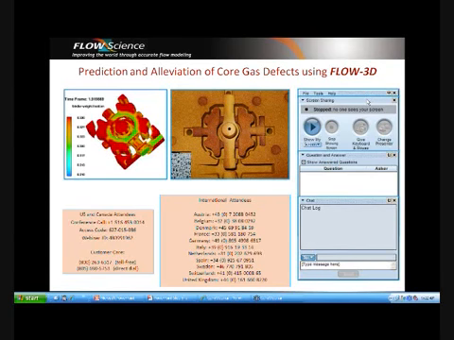Prediction and alleviation of core gas defects using Flow 3D, a simulation software for the casting industry.